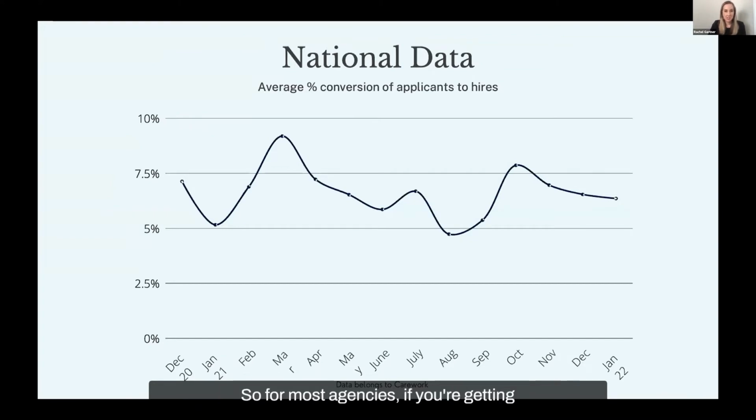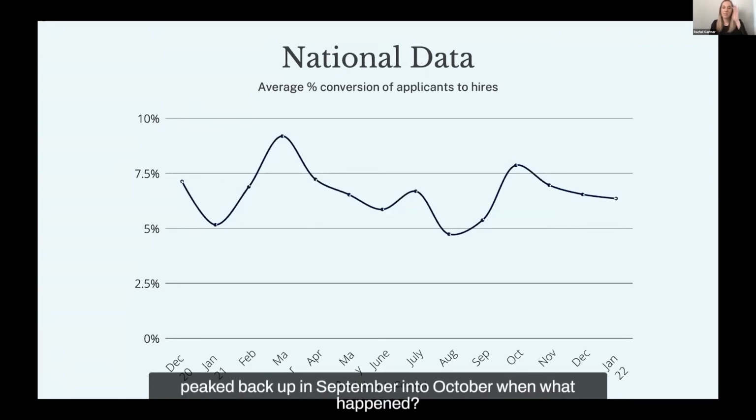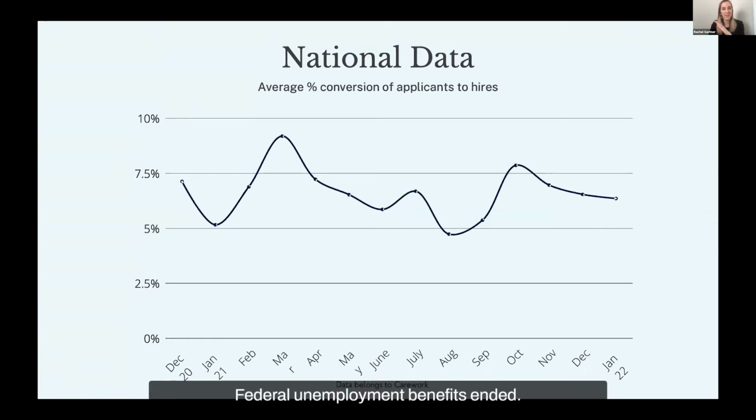So for most agencies, if you're getting maybe 100 applicants per month, you're talking a difference of several employees. That makes a big difference on your business, right? So August was the lowest of the year. And then it peaked back up in September into October, when what happened? Federal unemployment benefits ended.